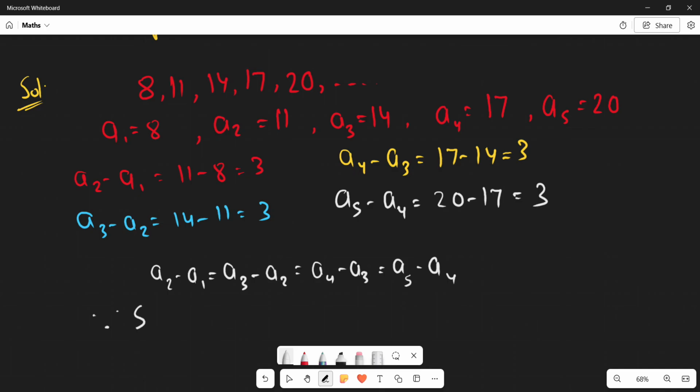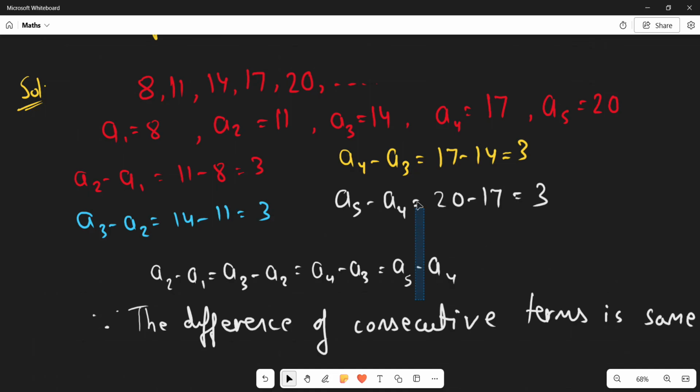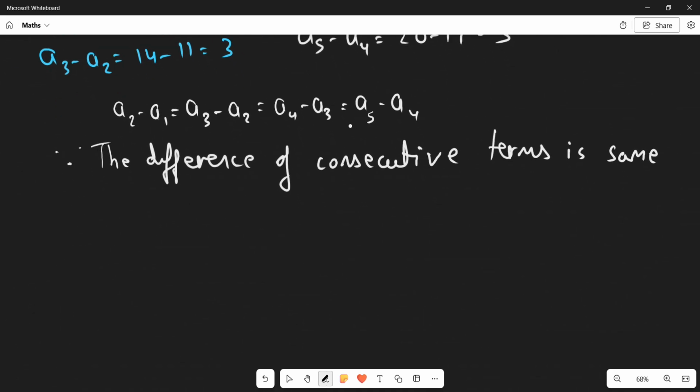So since the difference of consecutive terms is the same, it forms an AP.